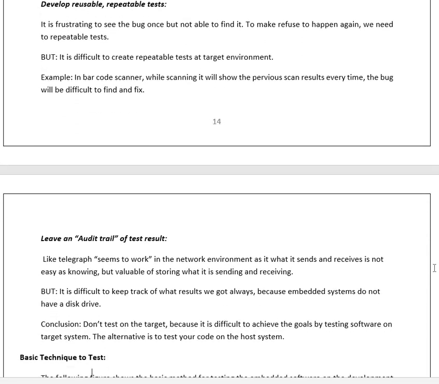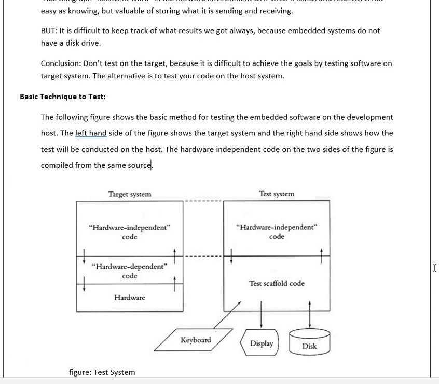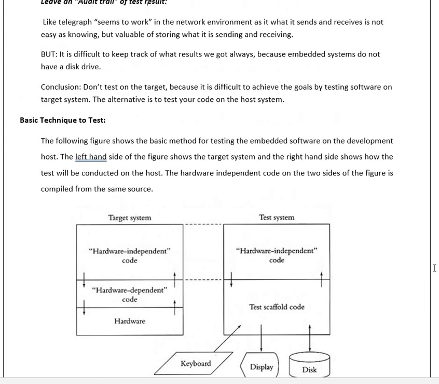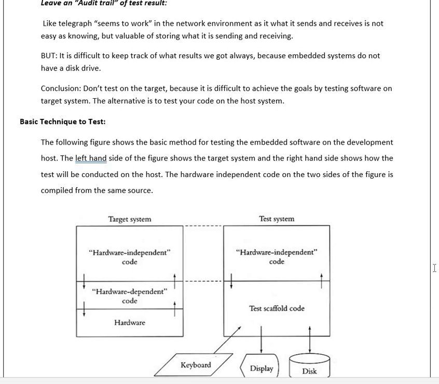Leave an audit trail of test results. We know the example of a telegram. With this telegram, we don't know what data is being sent or received, but we store the data which is being sent and received. The difficulty with this testing process is that it is difficult to keep track of what is being sent and what is being received. That is, it is difficult to keep track of what results we have got, because most embedded systems do not have a hard disk for storing all these results.